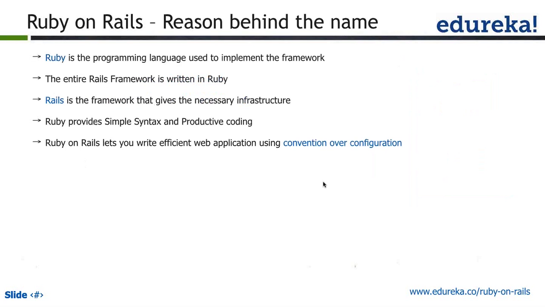All right. Okay, so the reason behind the name, as we discussed earlier: Ruby is the programming language and Rails is the framework. So by combining both, you get Ruby on Rails, right?